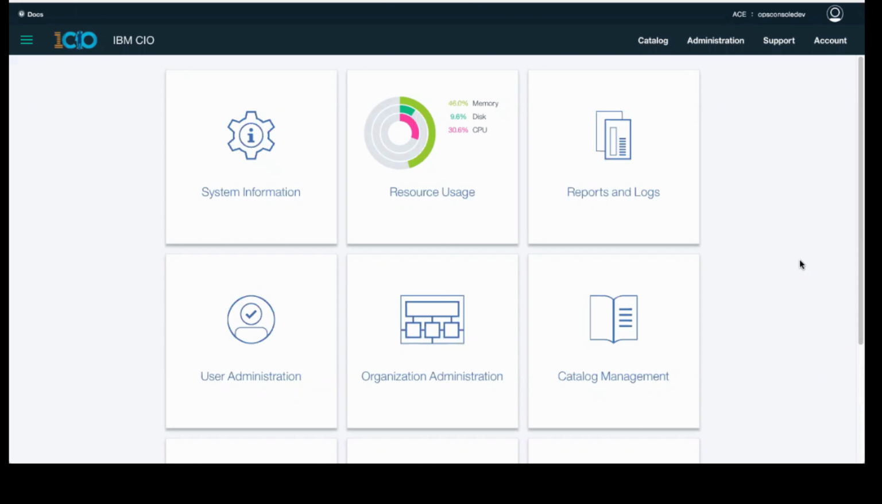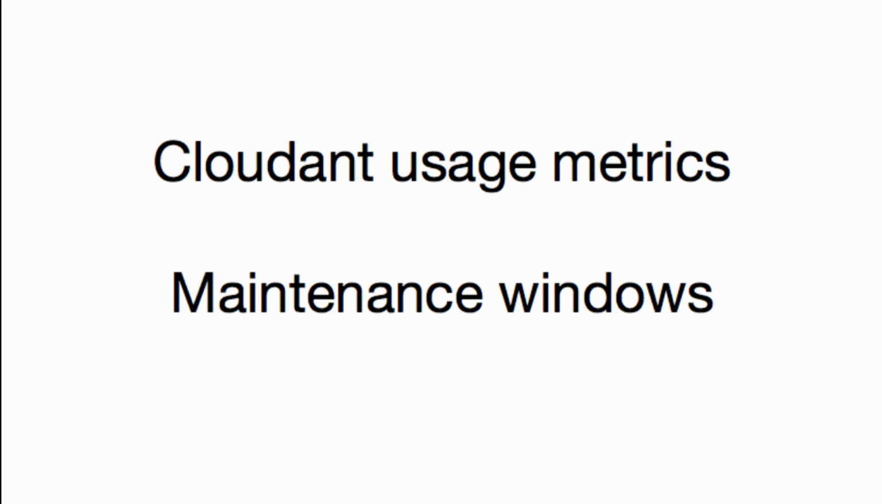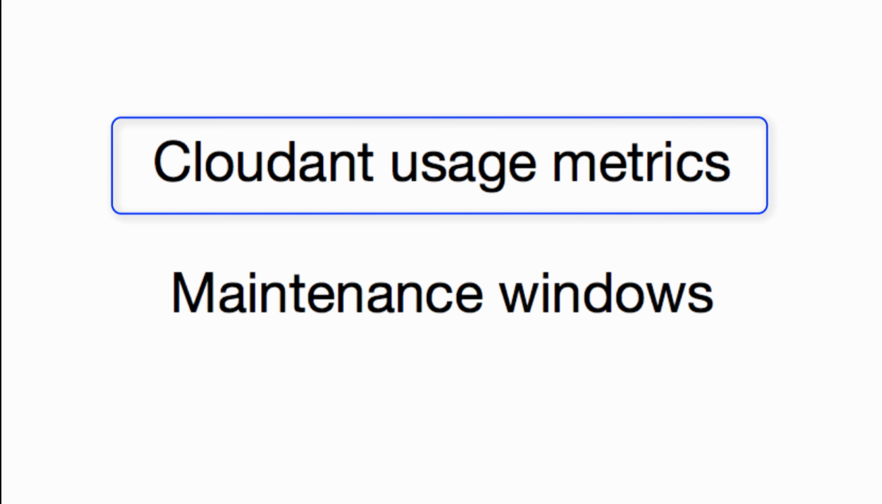There are two main deliverables for the month of August. First, cloud and usage metrics, and secondly, changes to the scheduling of maintenance windows. Let's talk about cloud and usage metrics first.